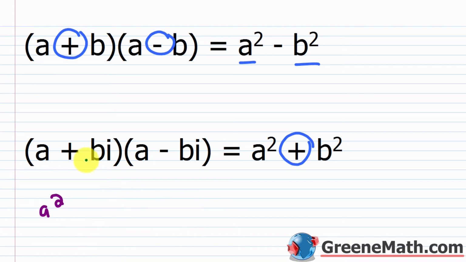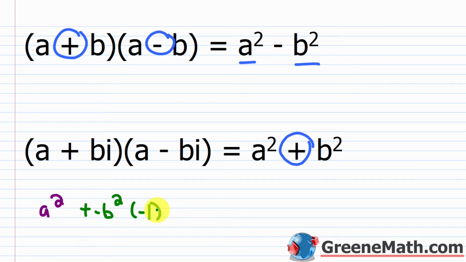Then we've got positive bi times negative bi. We know that's a negative. b times b is b squared. And i times i is i squared. Okay? We know i squared is negative 1. So if I replace this with negative 1 here, again, you can think about this as plus a negative here.